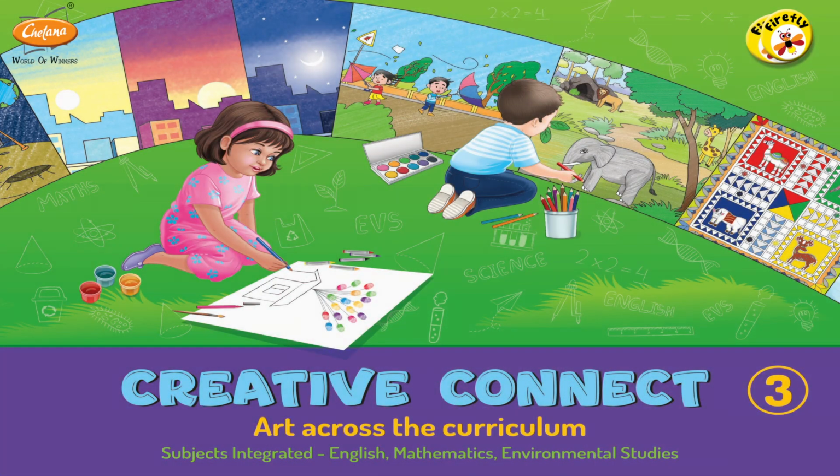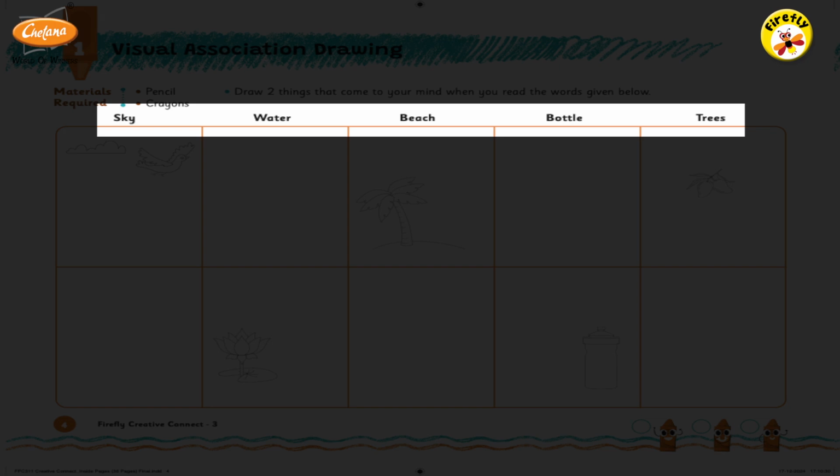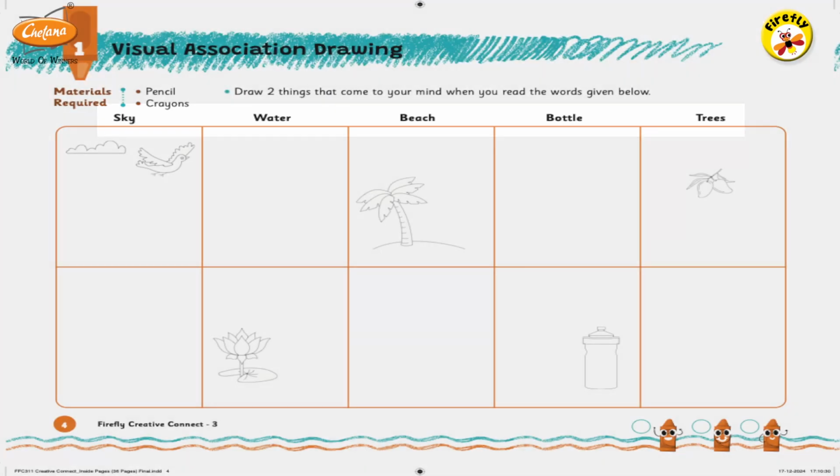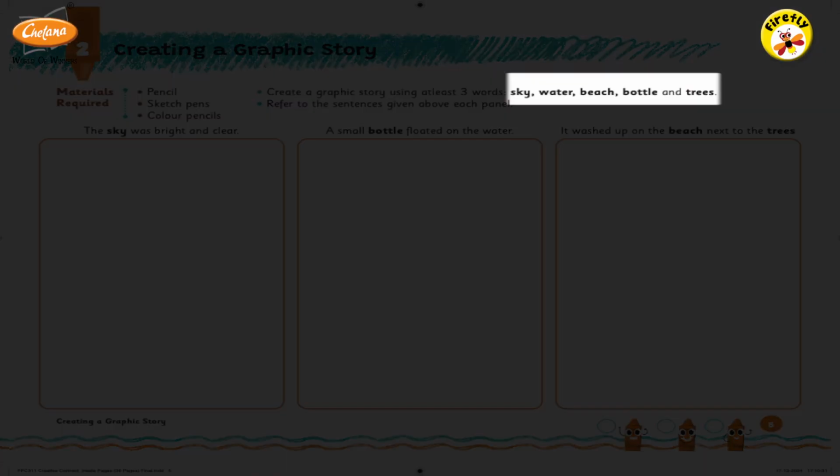If you open to Creative Connect Book 3 on page number 4, we start there, Visual Association Drawing. And the title says, draw two things that come to your mind when you read the word that's given below. So it's sky, water, beach, bottle, and tree. And it goes on, continues to the next one, which is creating a graphic story. Create a graphic story with at least 3 words in each of your page. That is on page 5, you will see. And the clues that are given are sky, water, beach, and tree.